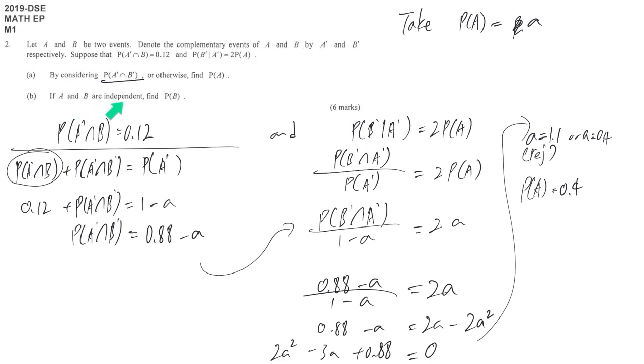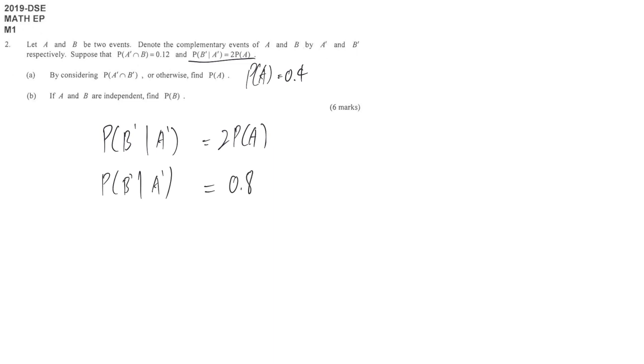If A and B are independent, this is the given condition. We are going to find P(B). This is just simply so easy. We have this equation already, which means that this item is equal to 0.8 because we know P(A) already.